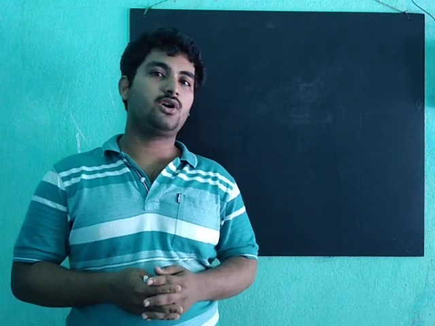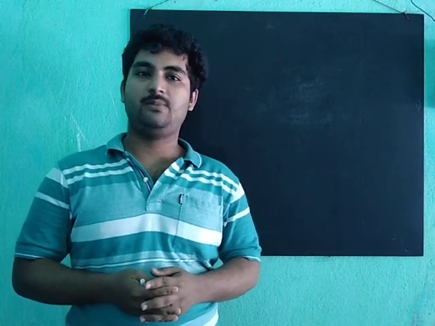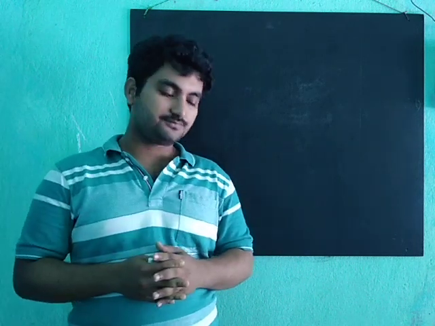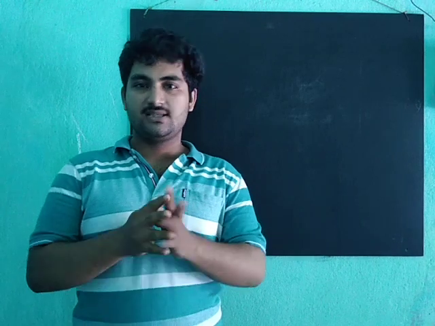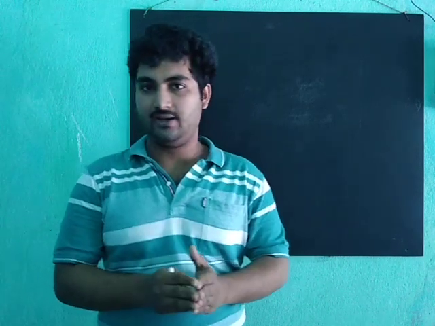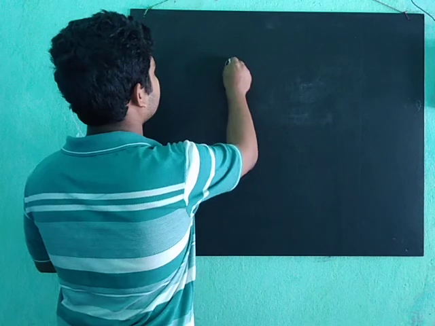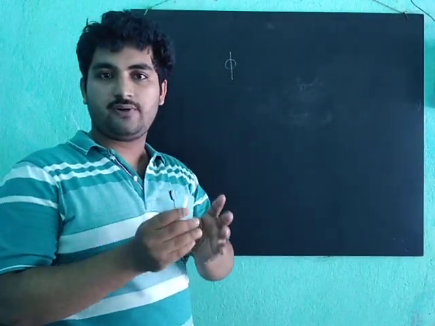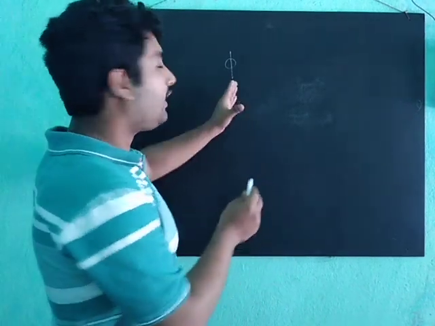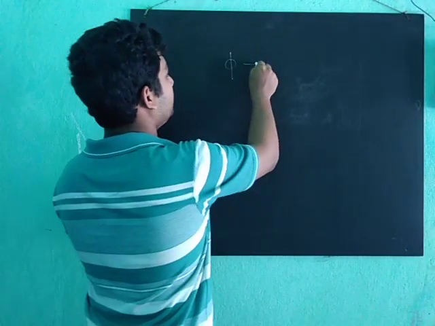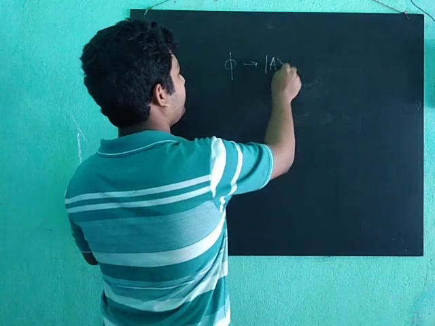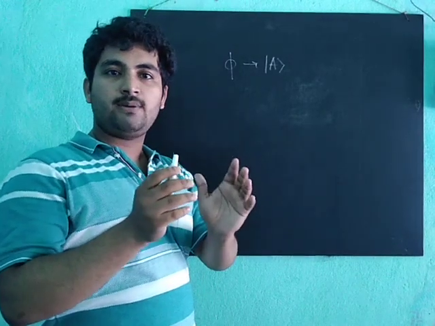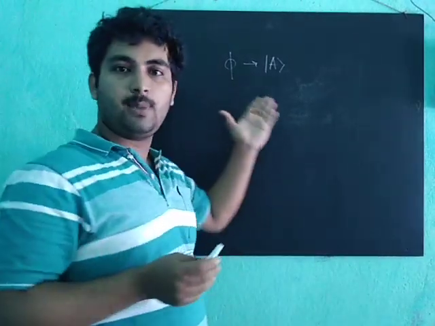Today is the next video on mathematical formulation of quantum mechanics. Today I am going to tell you about a different kind of vector. Before going into that, suppose I have a number phi which is a function of a ket vector A. Now I am going to tell you about two properties of this number phi.